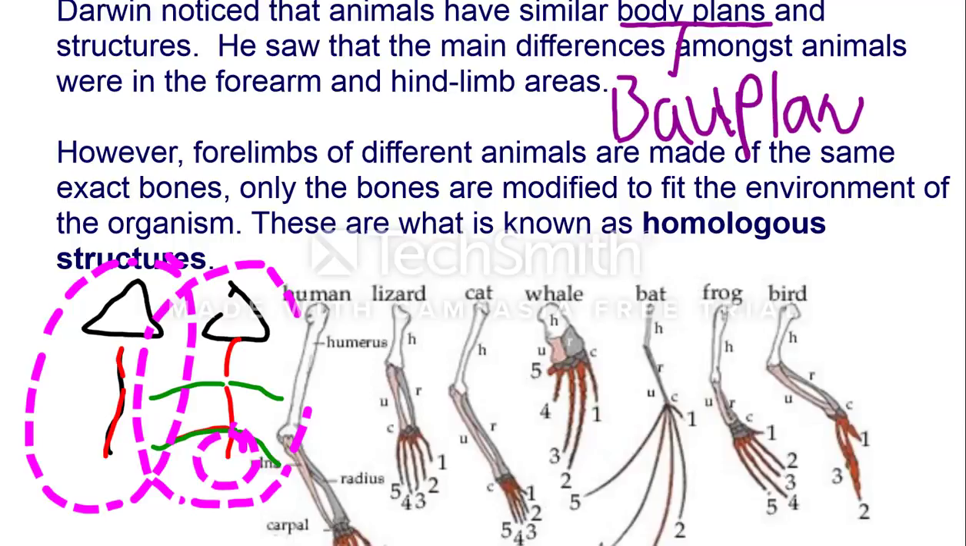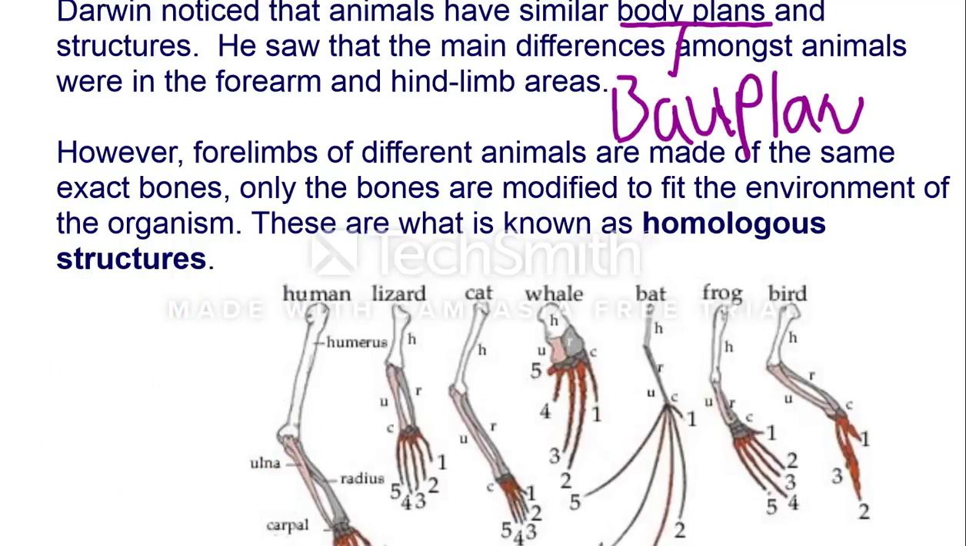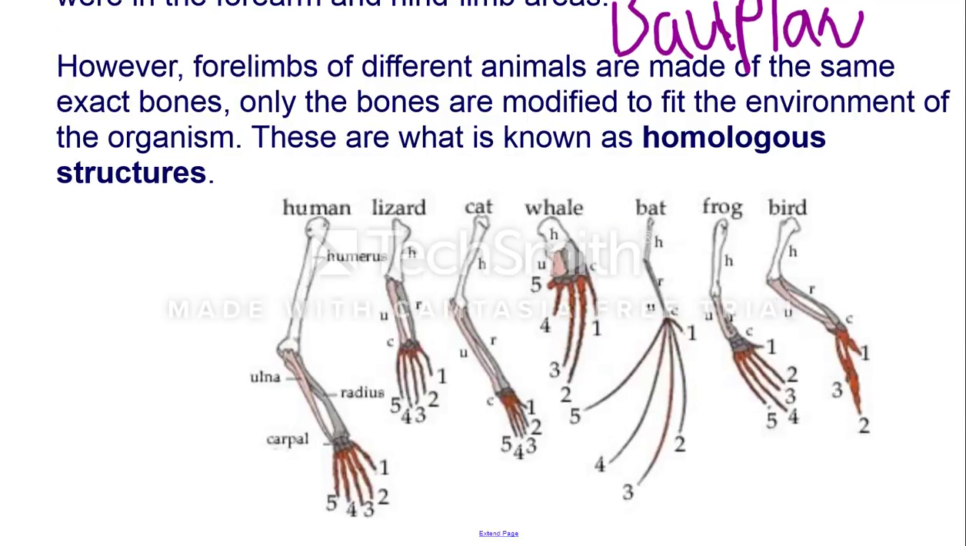And so having said that, let me erase some of this stuff here so it's a little less messy. Okay, so let's get into the specifics of what Darwin is noticing in the example here of our homologous structures. That's another term we'll use in a little bit.